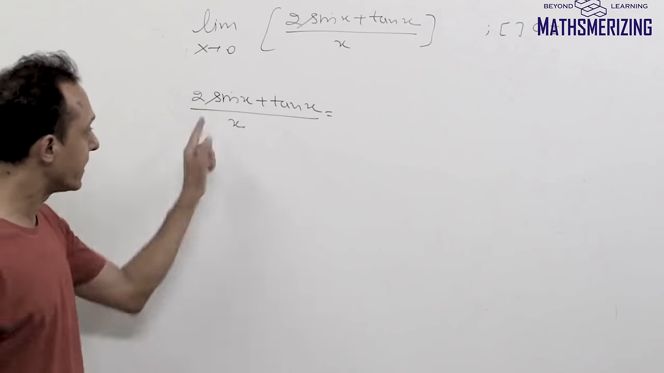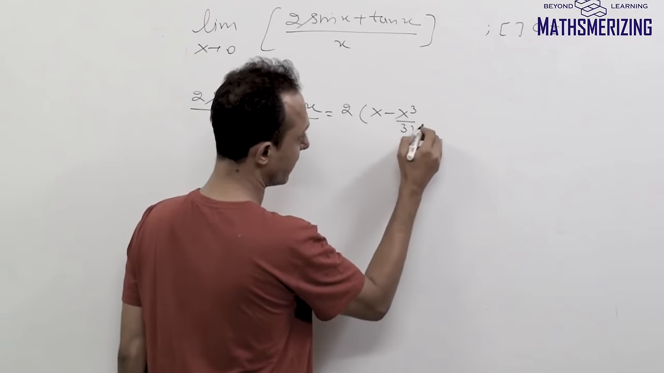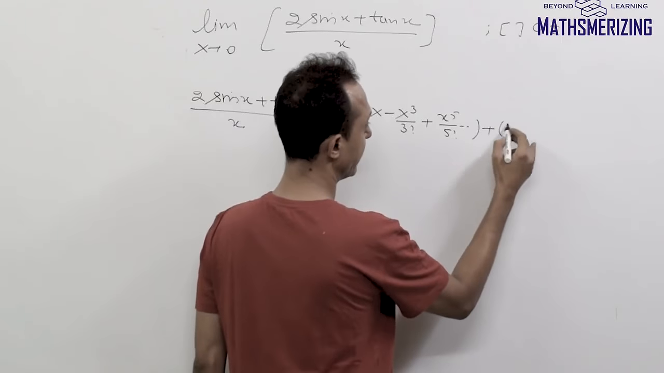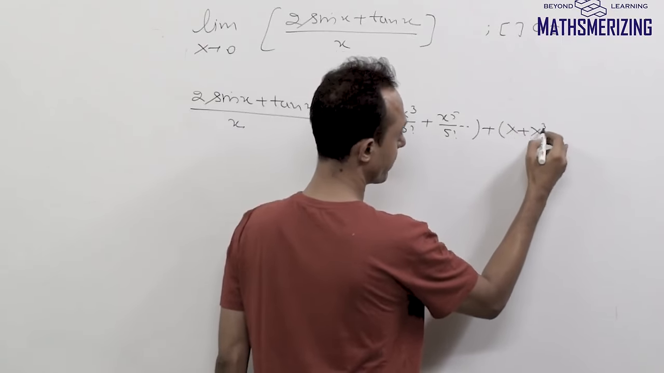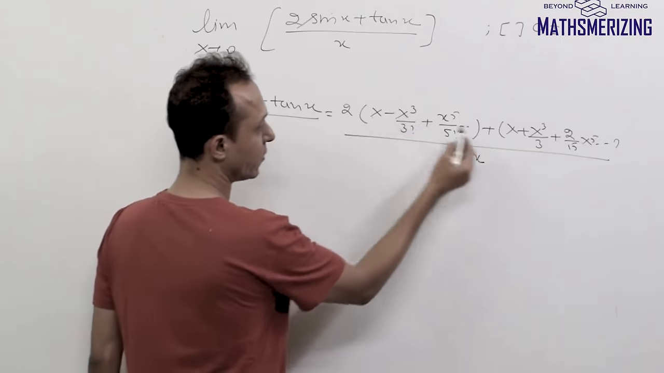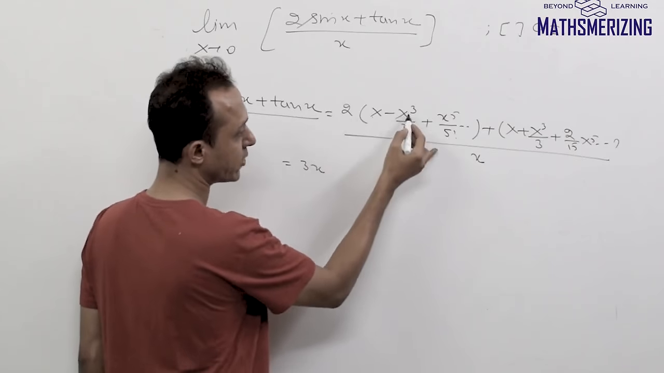So I'll use the expansion formula. I'll write the expansion formula for sin x. So it will be 2x minus x cube upon factorial 3 plus x to the power 5 upon factorial 5, and then plus tan x, which is x plus x cube upon 3 plus 2 by 15 x to the power 5, whole divided by x. Now here 2x plus x will be simply 3x, and then 2x cube by factorial 3 will be x cube by 3, and plus x cube by 3, so we'll cancel, and then I'll get 2 by factorial 5 plus 2 by 15 x to the power 5, whole divided by x.